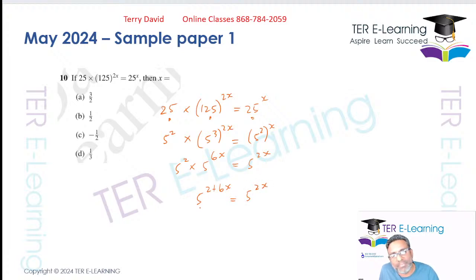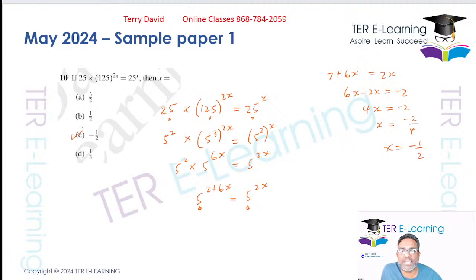Now, since the base here is the same, we're going to equate our indices. So 2 plus 6x is equal to 2x. Therefore 6x minus 2x is equal to negative 2. So this is going to be 4x equal to negative 2. Therefore x is negative 2 over 4, so x is equal to negative a half, which is going to be C.